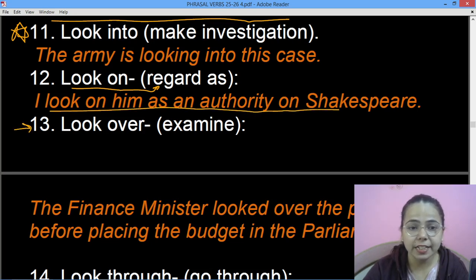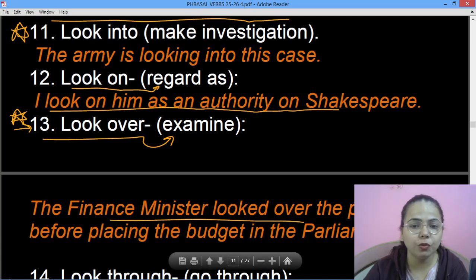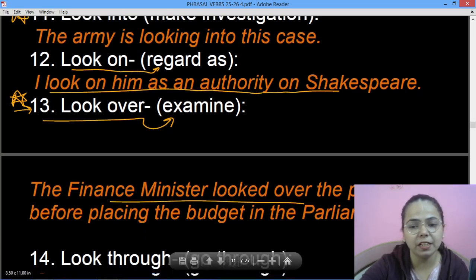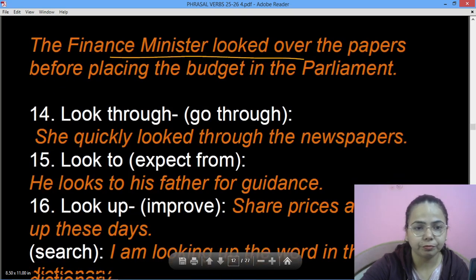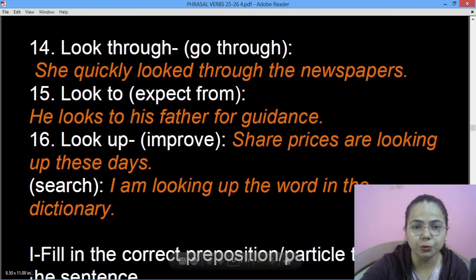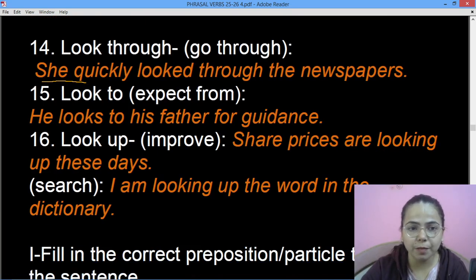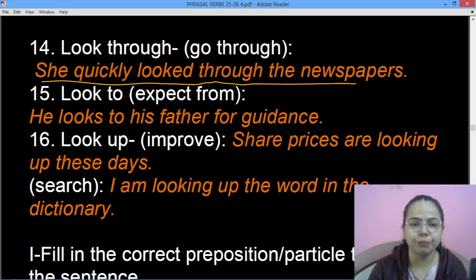Then next is look over, which means to examine something. This is also important. The finance minister looked over the papers before placing the budget in the parliament. Then next is look through, that is to go through something. She quickly looked through the newspaper. That is to review the newspaper.